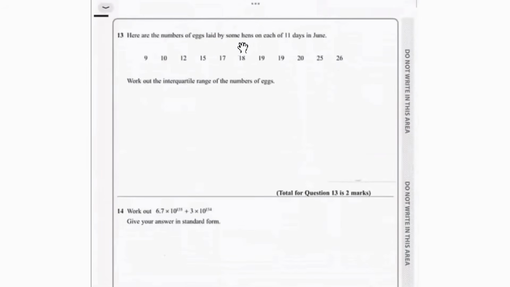Then here are the number of eggs laid by some hens on each of 11 days in June. We have to work out the interquartile range of the number of eggs. So for the interquartile range, first we need to find the median value. So 1, 2, 3, 4, 5. This is the median value because there are 11 days. So 5 values before 18 and 5 values after 18.